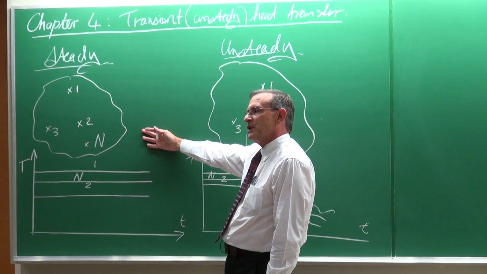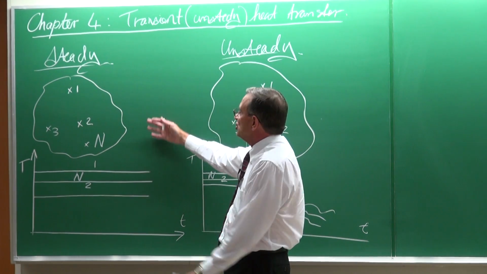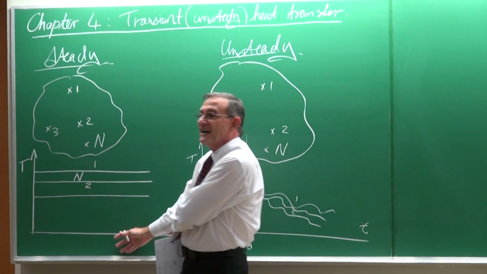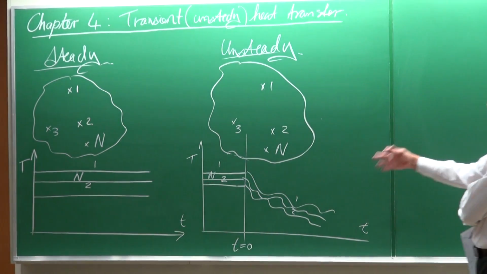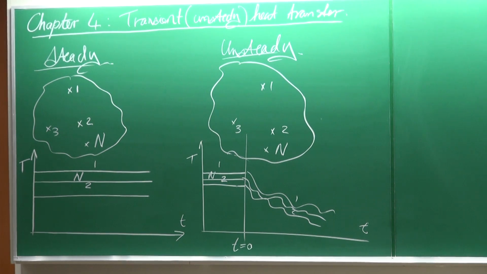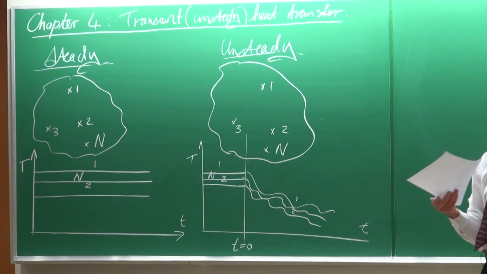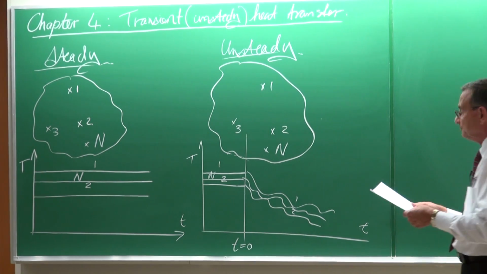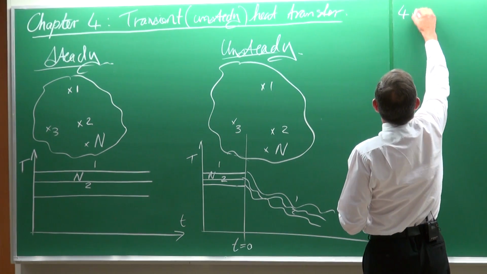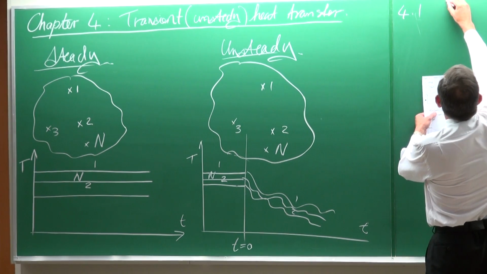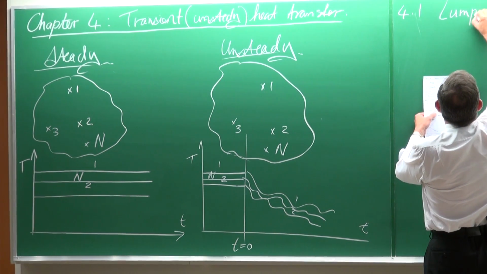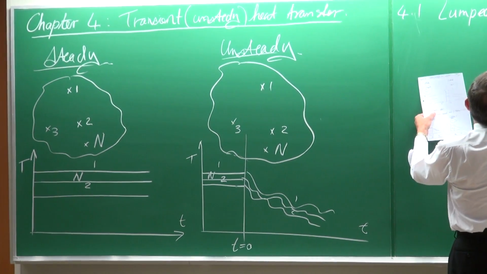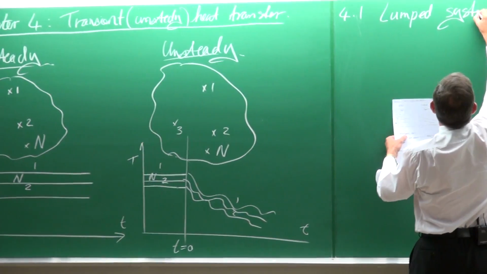So up to chapter 3 in the textbook of Cengel and Ghajar, you've looked only at steady heat transfer. So that is what this chapter is then all about. It is introducing changes of the temperature as function of time. Now the first paragraph is paragraph 4.1, which is on lumped system analysis.